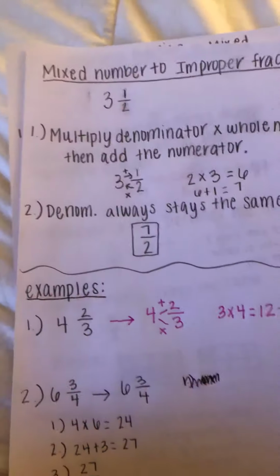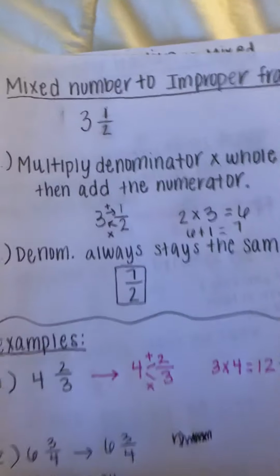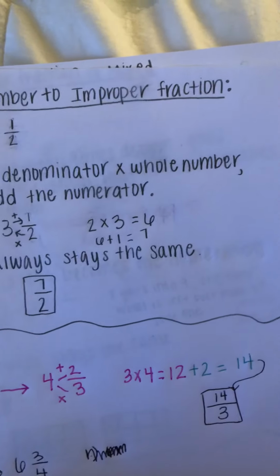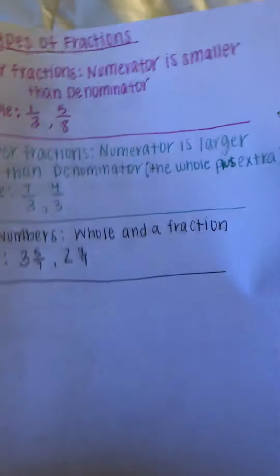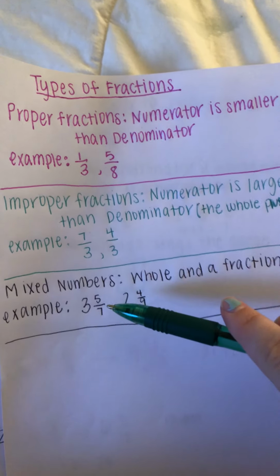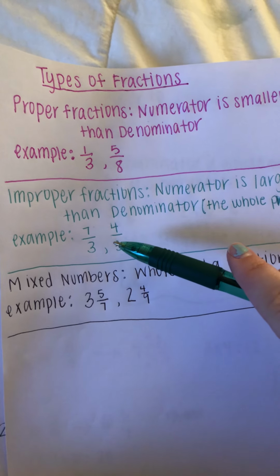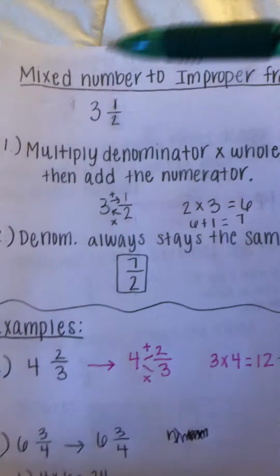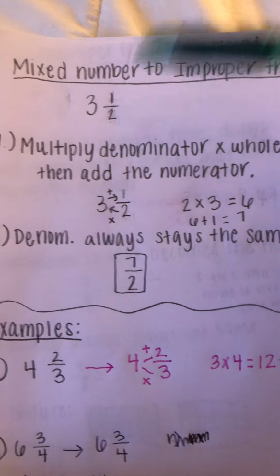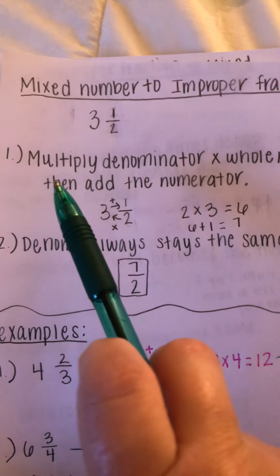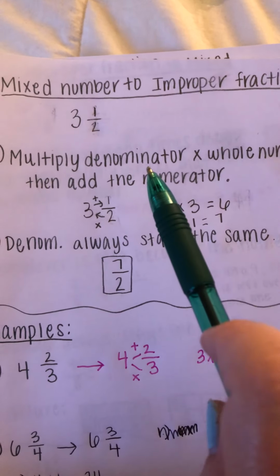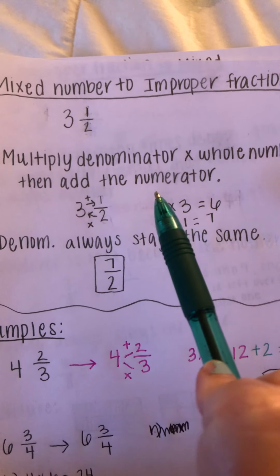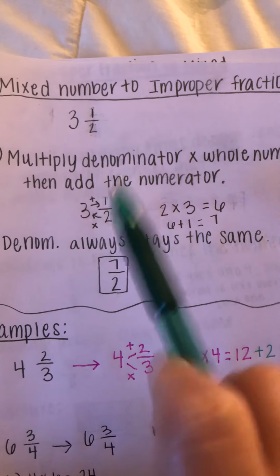This leads us into what we're going to be doing today. We are going to convert a mixed number to an improper fraction. So what we're going to do is take a mixed number and make it into an improper fraction. So say we have 3 and 1/2. Your first step is to multiply the denominator times the whole number, then add the numerator. There are 3 simple steps.